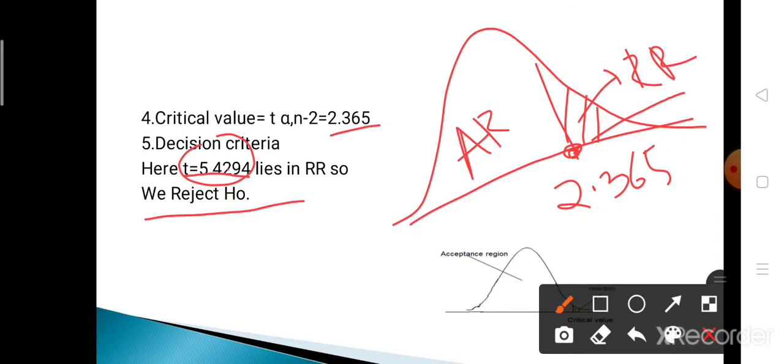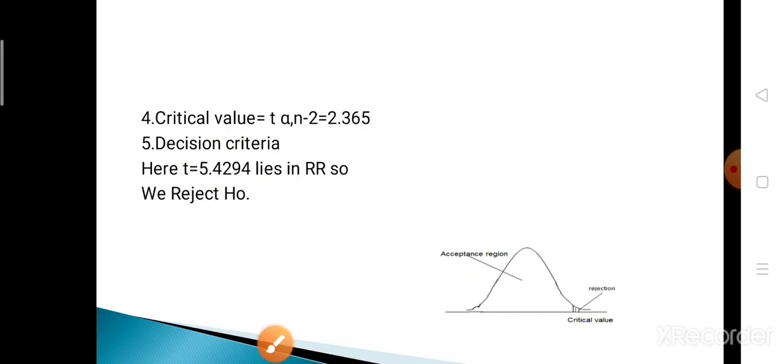So this is our example of the regression test. In the next lecture we will see the chi-square test.